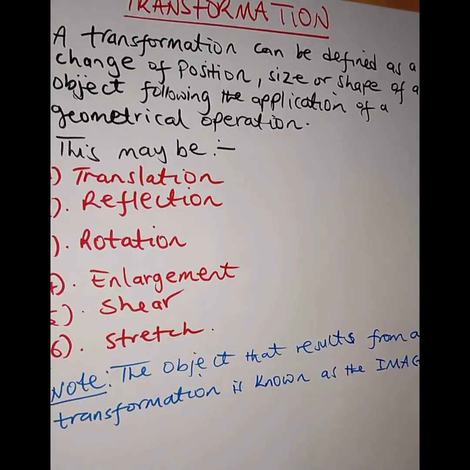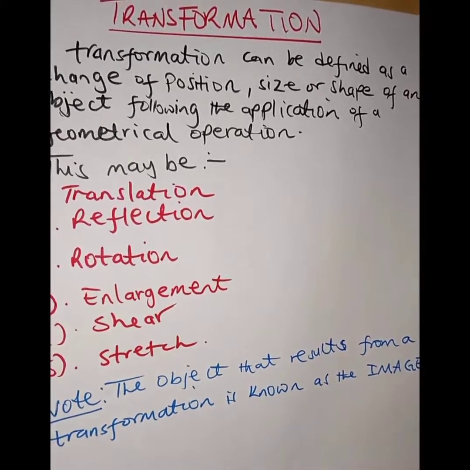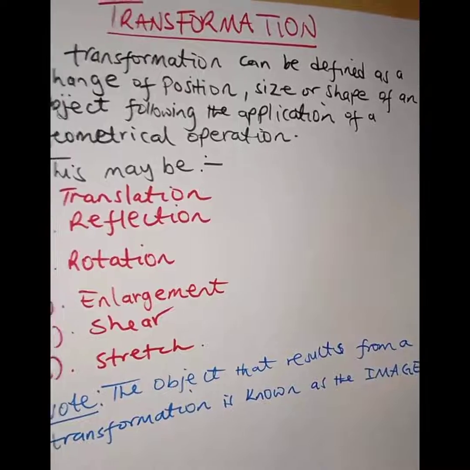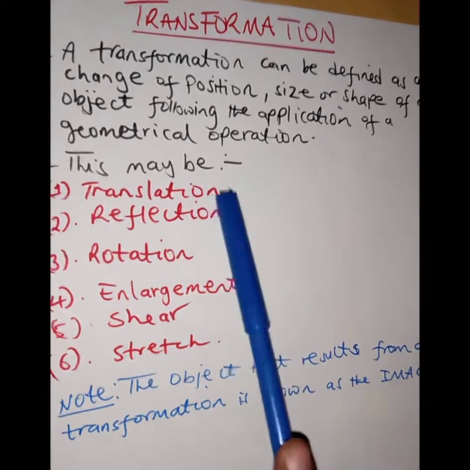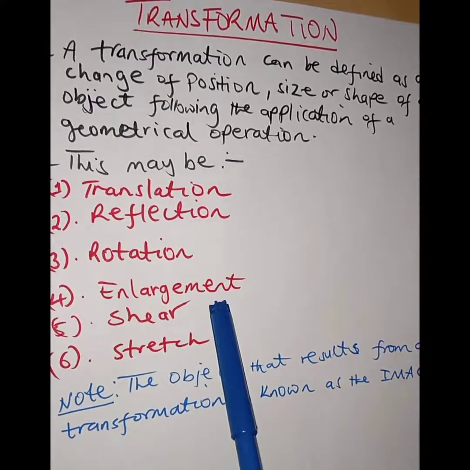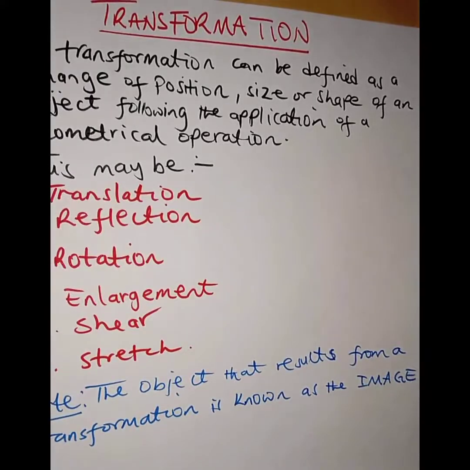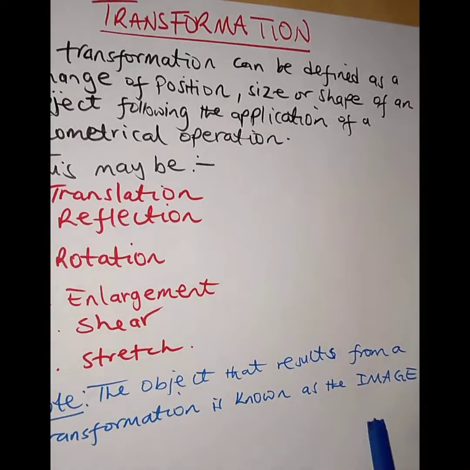So a transformation can be defined as a change of position, size, or shape of an object following the application of a geometrical operation. This may be the translation, the reflection, the rotation, the enlargement, shear, stretch. Note, the object that results from a transformation is known as the image.